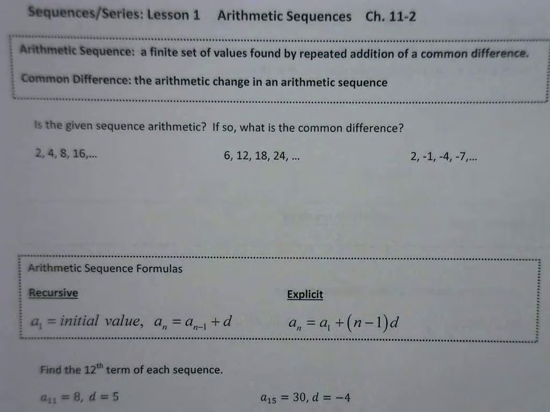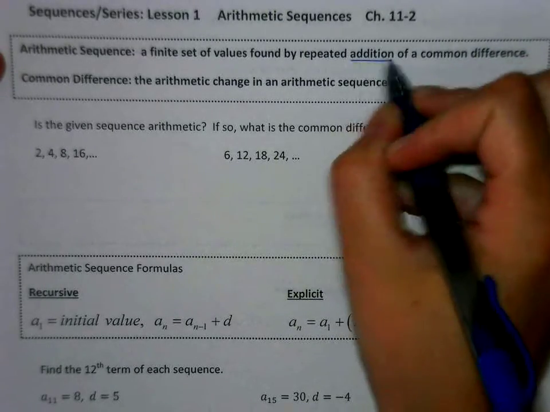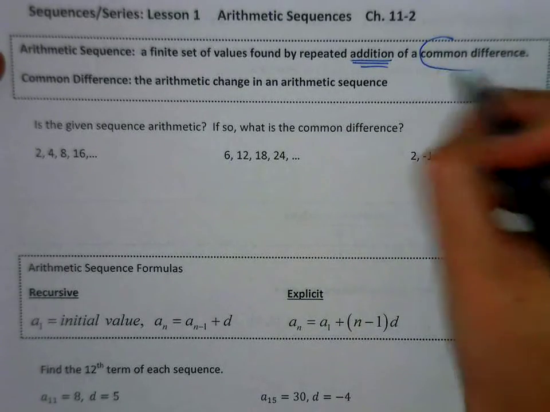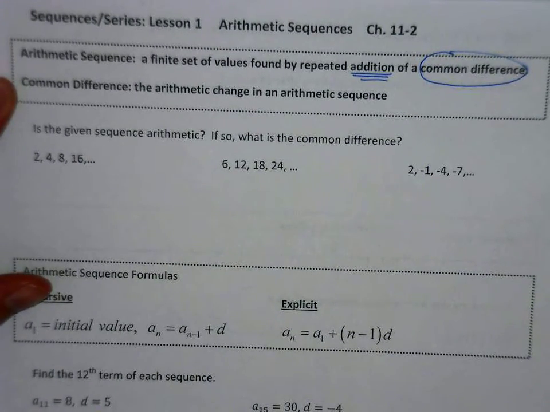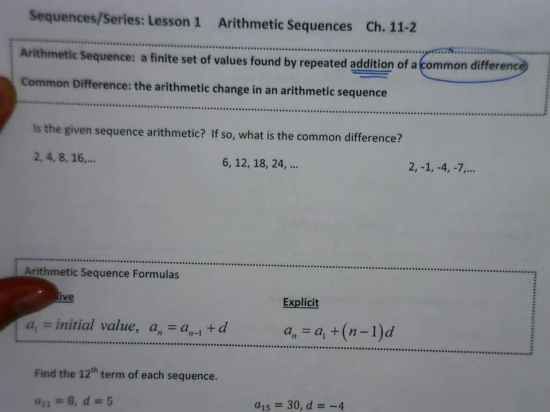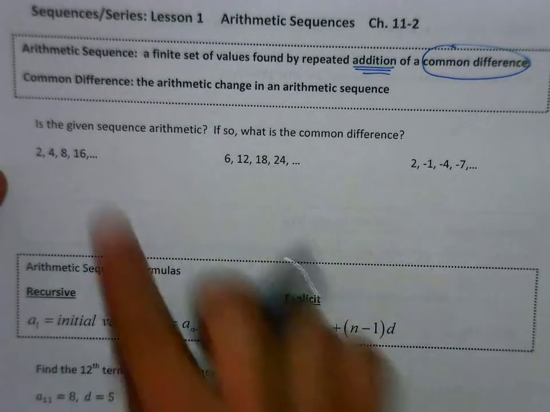Today we are going to be looking at arithmetic sequences. An arithmetic sequence is a finite set of values found by repeated addition of a common difference. And the common difference, the definition is just that it's the arithmetic change in an arithmetic sequence. So let's take a look at some examples.